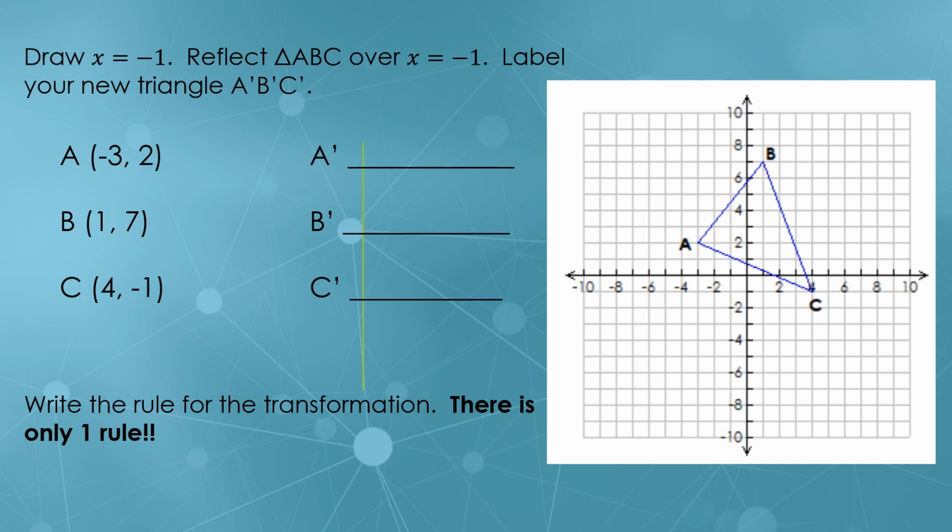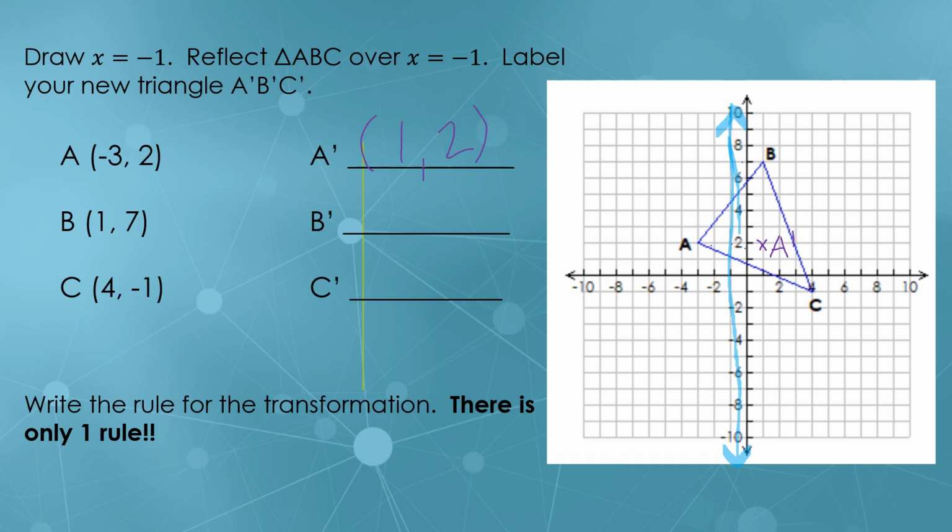In this example, we're going to reflect over the line x equals -1, so go to where x is -1 and draw a vertical line. And again, there is no coordinate notation rule, so you're going to have to count. So A is 2 units to the left, so count 2 units to the right for A prime. That puts you at 1, 2.